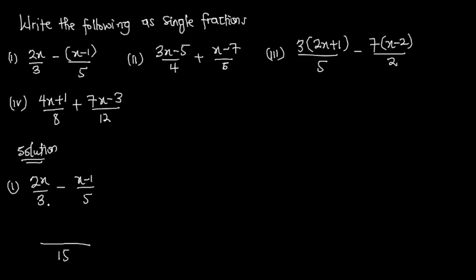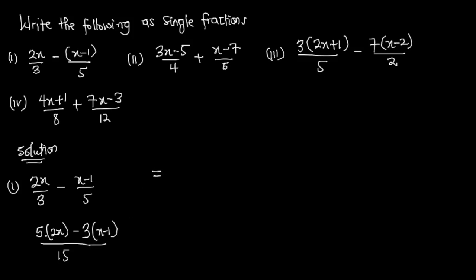So what we do is we divide the 15 by 3, and divide the 15 by 5. Whatever we get, we use it to multiply their numerators respectively. So that means 15 divided by 3. How many times will 3 go into 15? It will go 5 times. So we use that 5 to multiply the 2x at the top over here. So we have 5 multiplied by 2x, minus, 5 will go into 15 3 times. So we use that 3 to multiply the numerator we have over here, x minus 1.